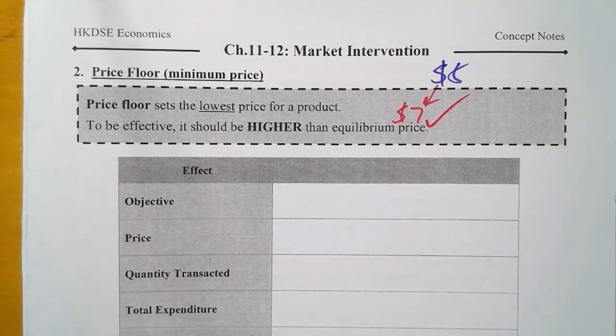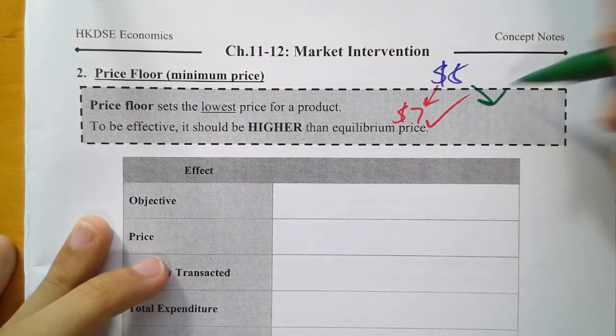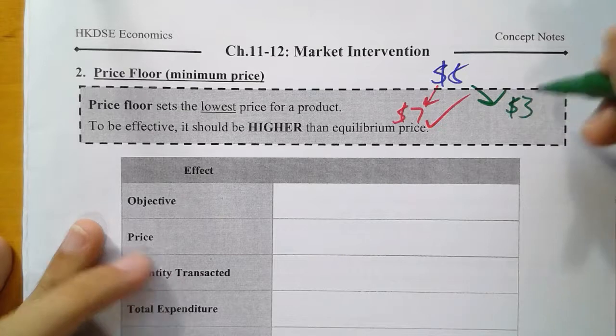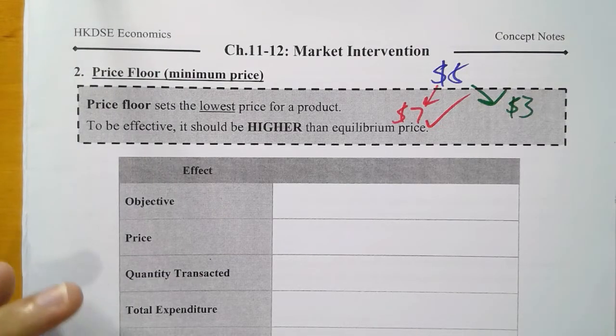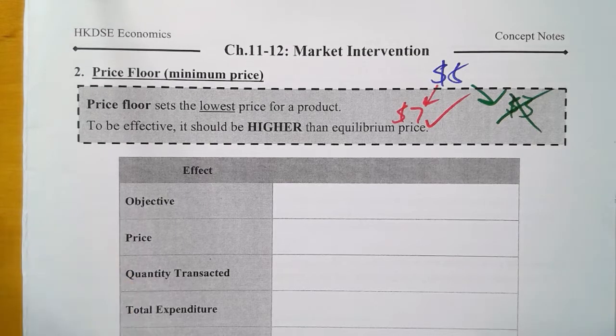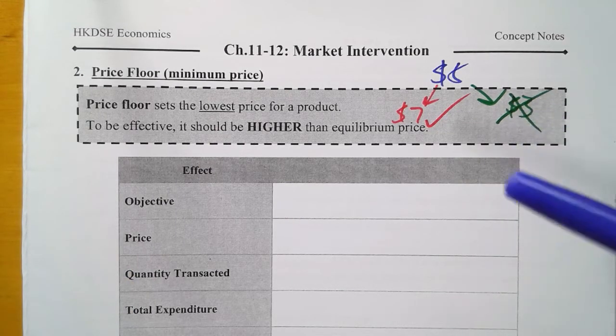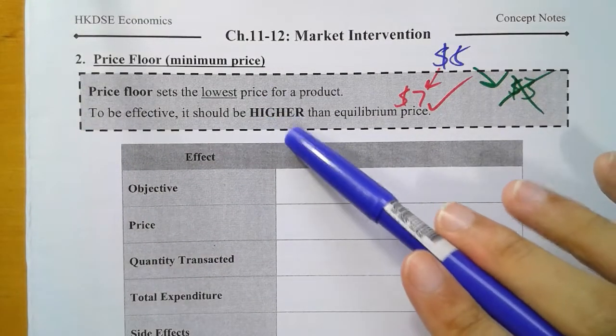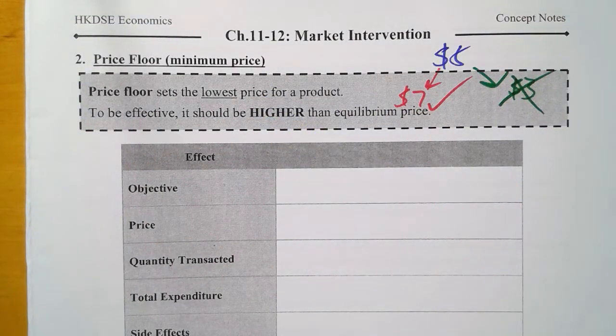Now what about this? Someone sells it at $3. Of course, this is no good. He or she can go to jail, because it is lower than $7, right? 係咪啊？好啦，now to be effective, it's just the opposite. It should be higher than equilibrium.